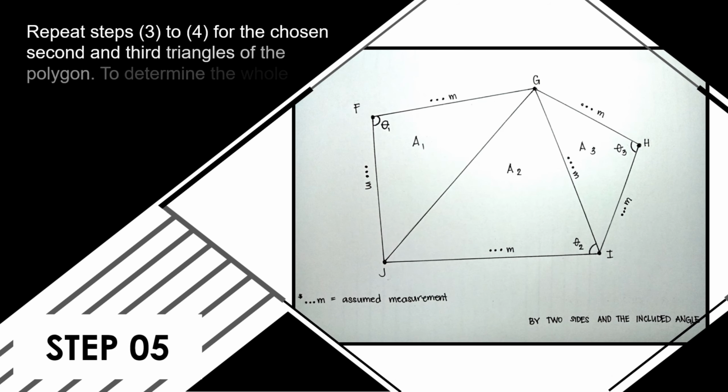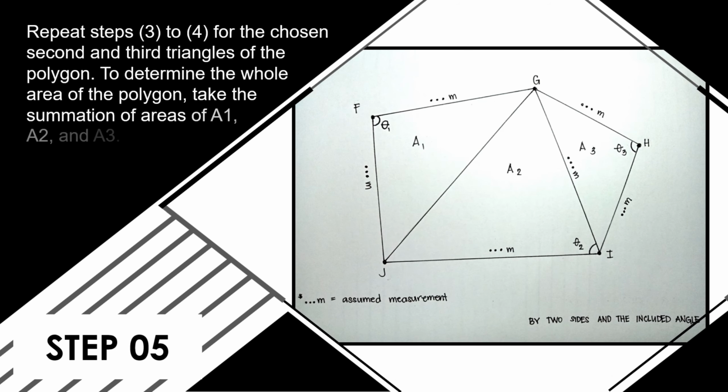Step 5. Repeat steps 3 to 4 for the chosen second and third triangles of the polygon. To determine the whole area of the polygon, take the summation of areas of A1, A2, and A3.